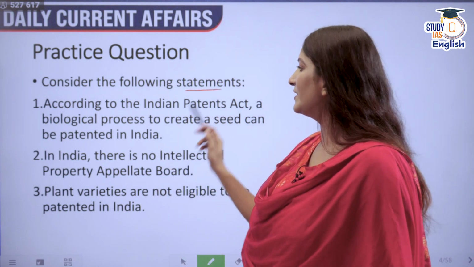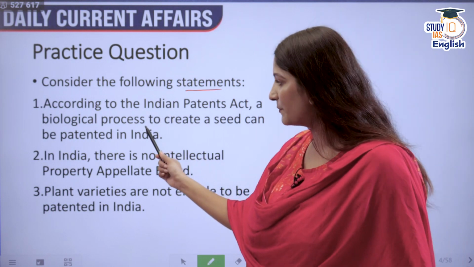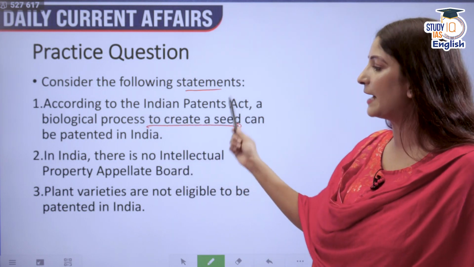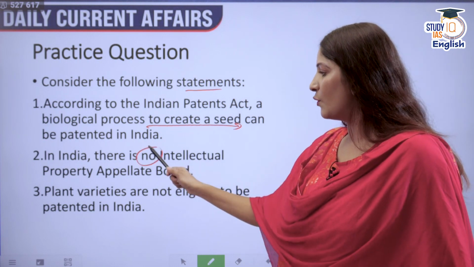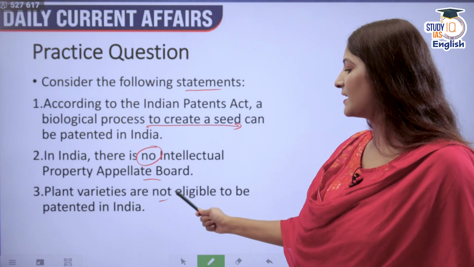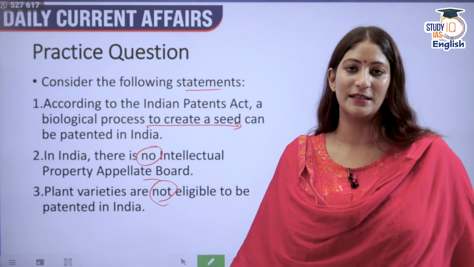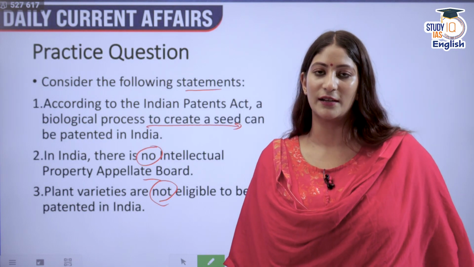So consider the following statements. According to the Indian Patents Act, a biological process to create a seed can be patented in India. In India, there is no Intellectual Property Appellate Board. Plant varieties are not eligible to be patented in India. So what do we have to see? How many of the statements given above is or are correct?